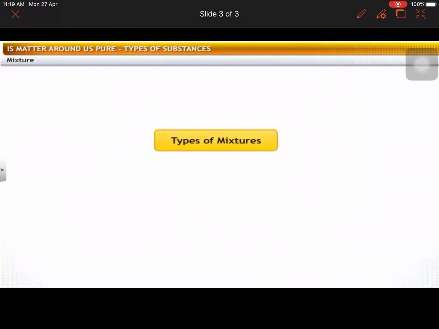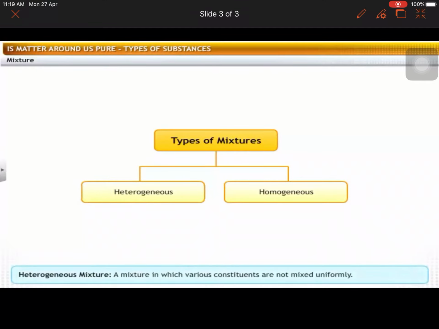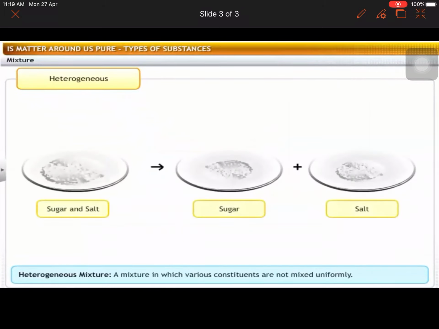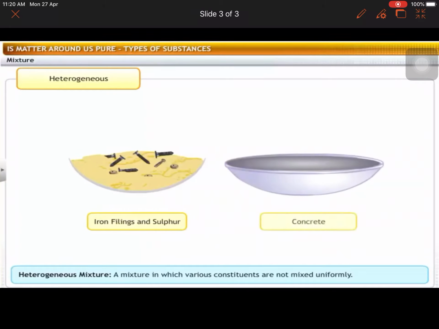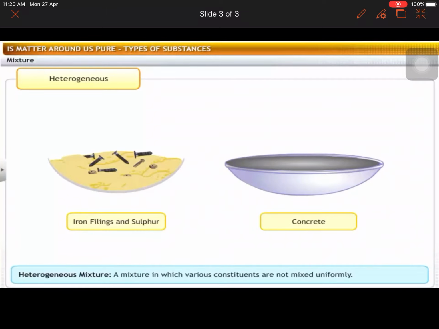Based on the distribution of the particles in the mixture, there are two types of mixtures, heterogeneous and homogeneous. A mixture that is not uniform throughout is called a heterogeneous mixture. For example, a mixture of sugar and salt is heterogeneous because the sugar and salt particles can be segregated based on their color and size. Examples of heterogeneous mixtures are iron filings and sulfur powder, and concrete, which is a mixture of cement, water, sand, etc.